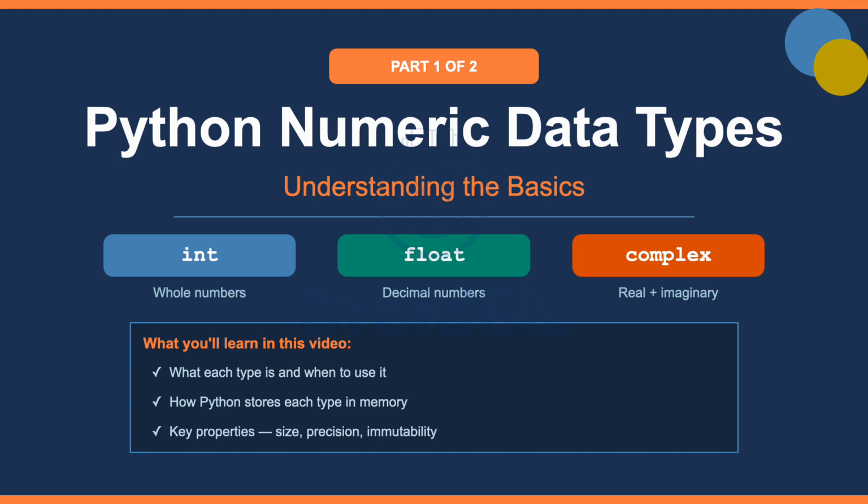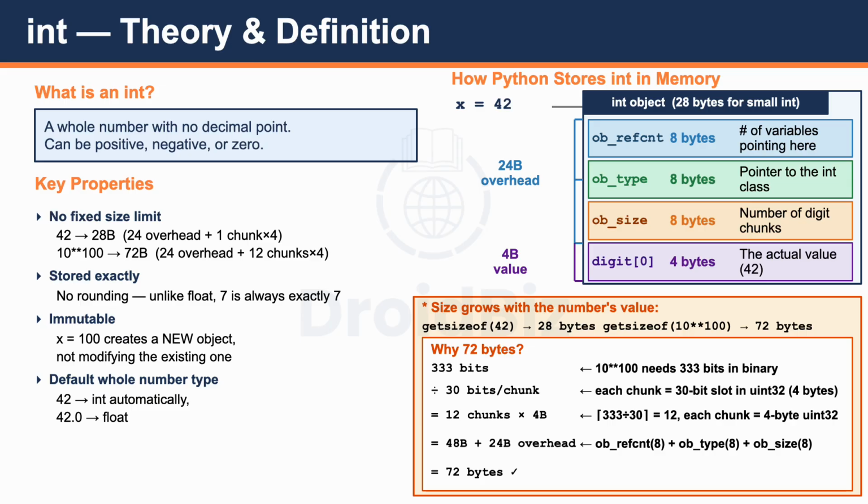Let's get into it. Starting with int, a whole number, no decimal point, can be positive, negative, or zero. Python ints have four key properties. First, no fixed size limit. A small number like 42 takes 28 bytes, but a 100-digit number takes 72 bytes. The size grows with the value. Let's understand this with an example.